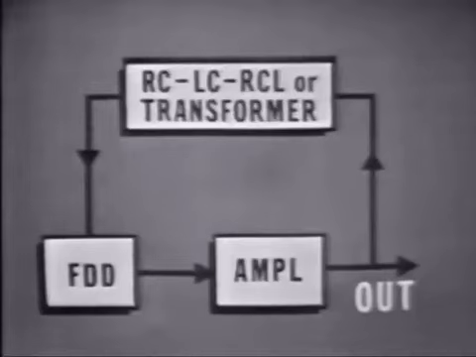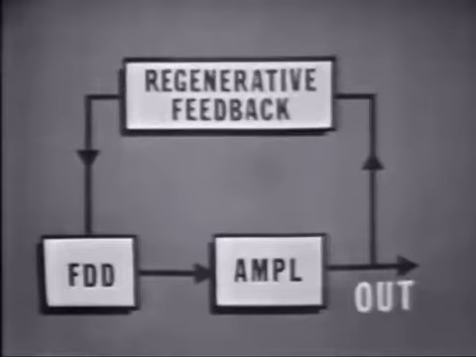Because many amplifiers shift the phase of the signal by 180 degrees, there may be phase shifting networks required in the feedback path. Various methods are used: RC, LC, RCL, or transformers between the output and the input. Now, which system is used will be determined by the type of oscillator circuit and its application. The important thing is that the energy fed back be in phase with the signal generated by the frequency determining device.